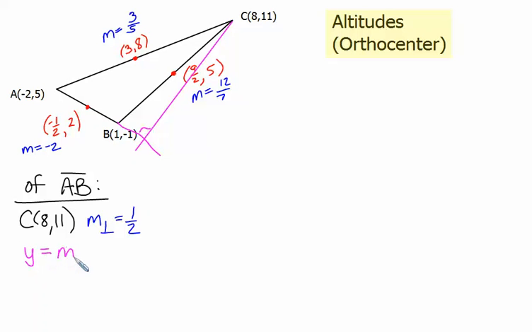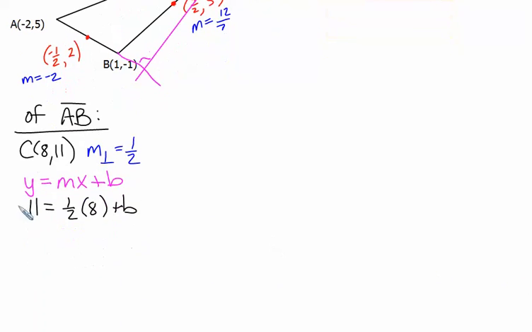Once we have that, we will plug into y = mx + b to solve for b. So 11 is equal to 1/2 times 8 plus b. Use your calculator as needed, although this one should not be bad. Looks like b is just equal to 7. So the equation of this altitude would be y = 1/2 x + 7.